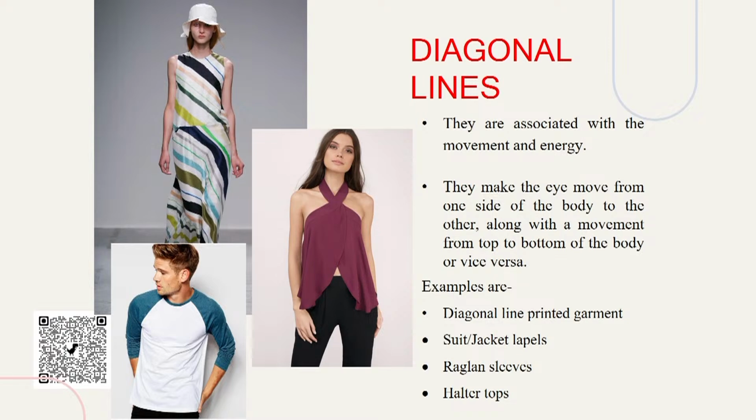Then raglan sleeves, as shown in the image. The guy is wearing a blue and white t-shirt, and here you will see how raglan sleeves are also representing a diagonal line. Apart from that, halter tops are also a very great example to incorporate diagonal lines in your garment. In the image you can see that on the burgundy top which the girl is wearing, the halter lines are representing a diagonal effect, and therefore it creates a sense of excitement, movement and energy in the garment. So whenever you are going for a party, you can opt for diagonal lines.